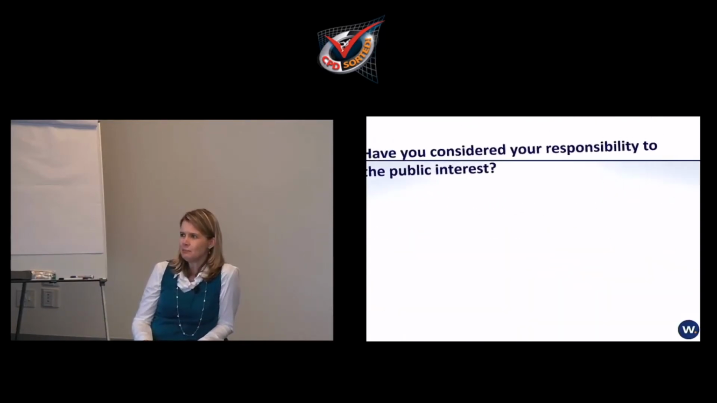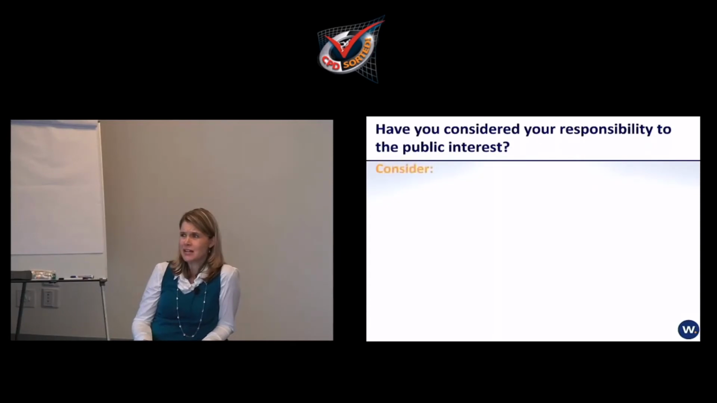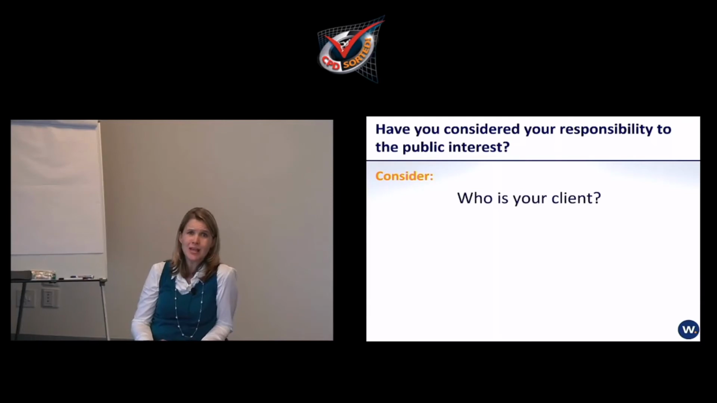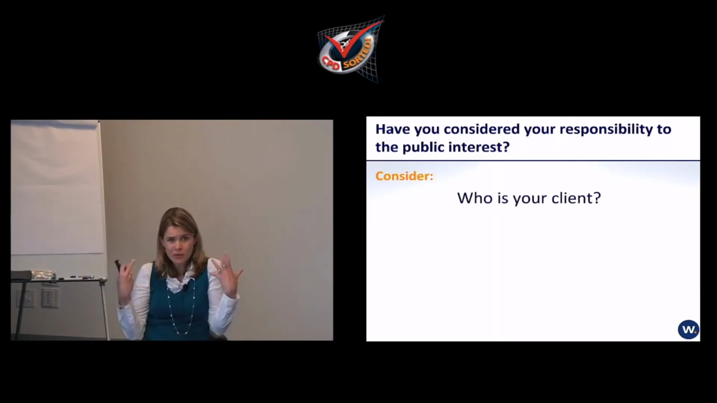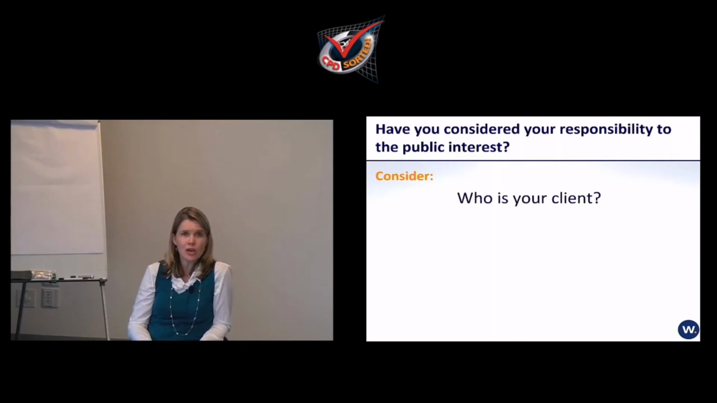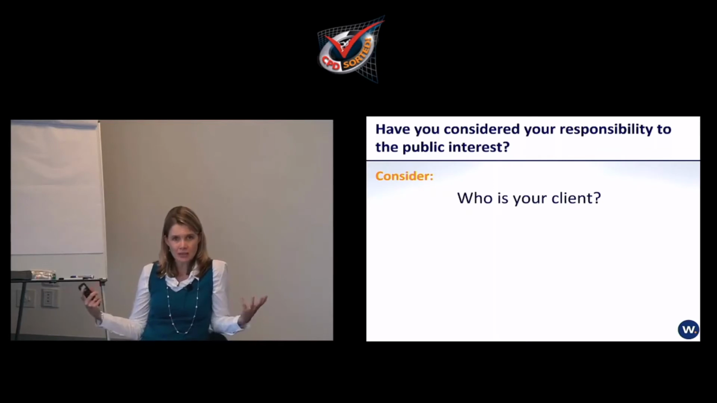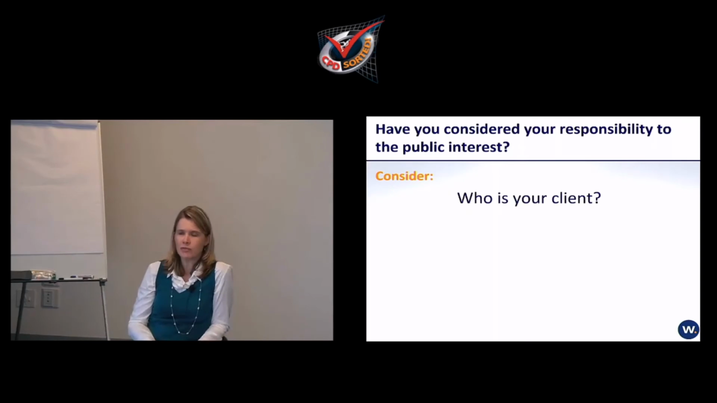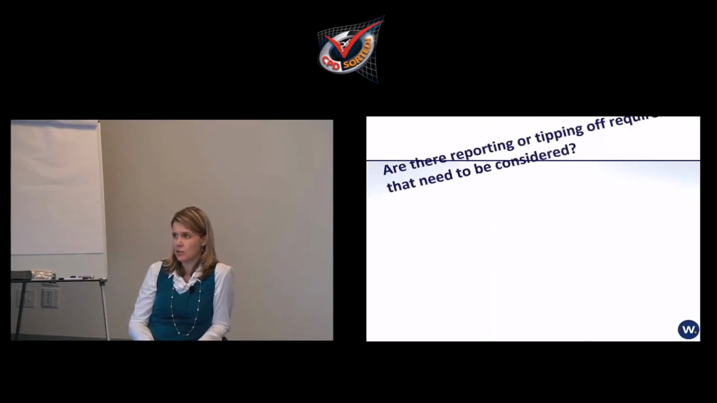And then you need to consider your public interest. So who is your client? Especially as an auditor, who is your client? Your client is not the person that you go and sit at. It's the stakeholders, that greater community and greater good. So as much as management or directors want something out of the audit, you need to be there as that objective, independent source for the greater good of the greater stakeholders.